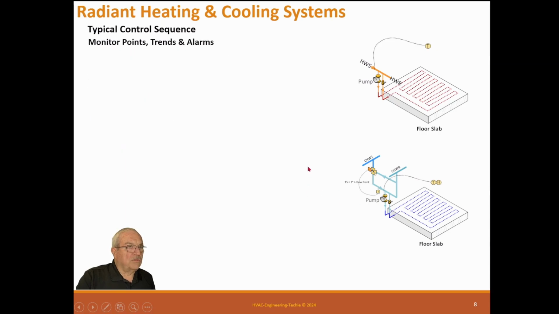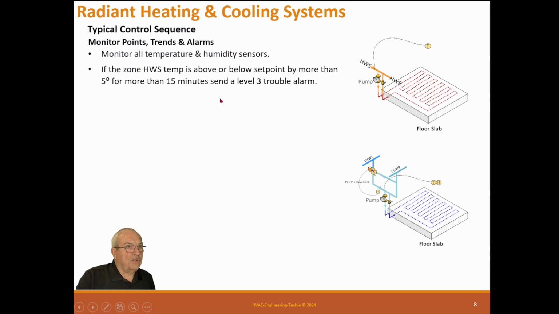Typical control sequence monitor points and trend alarms for radiant: monitor all temperature and humidity sensors. If the zone hot water supply temperature is above or below set point by more than 5 degrees for more than 15 minutes, send a level 3 trouble alarm.